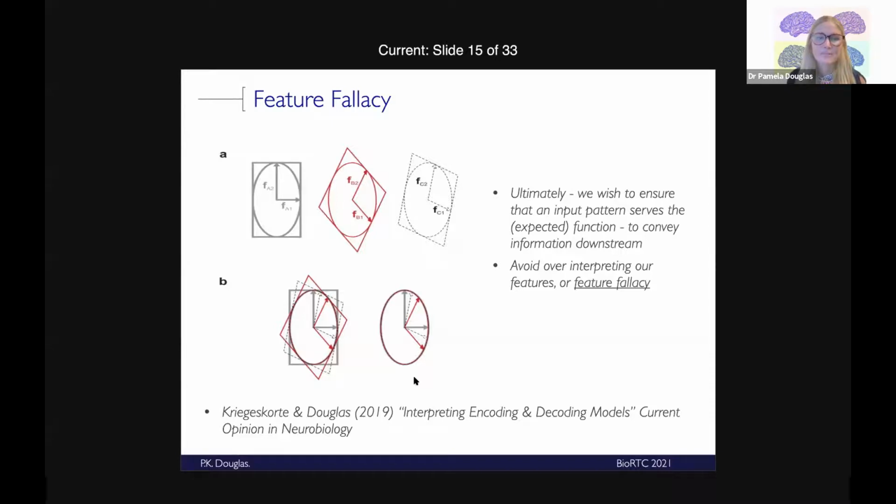So if you're interested in some of the intricacies of feature fallacy, which is when you're misinterpreting a particular aspect of the model, I would recommend checking out this paper here.